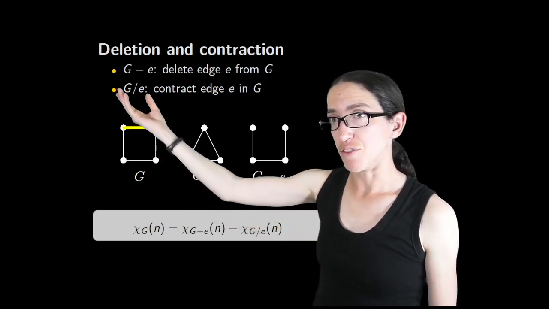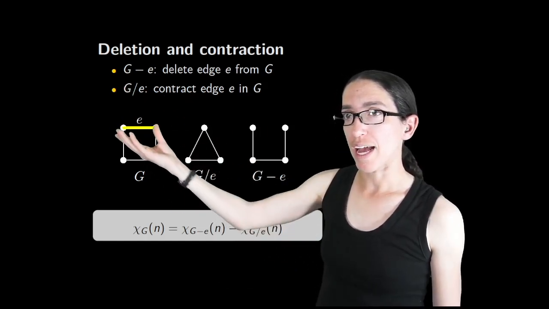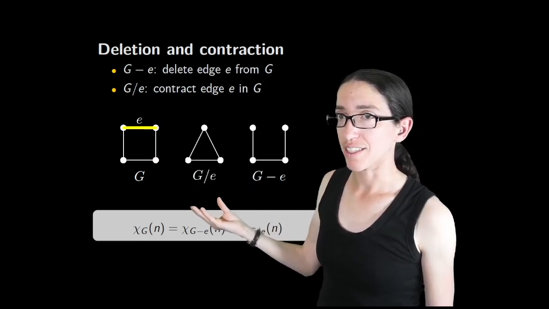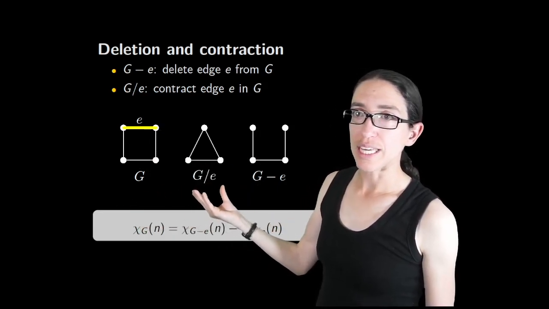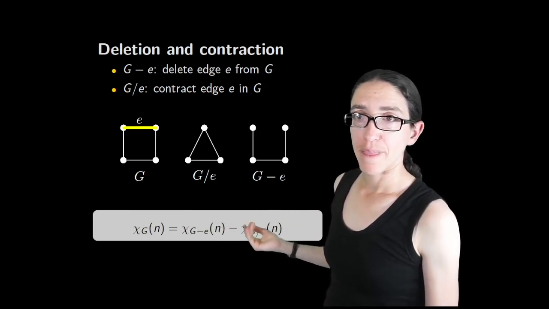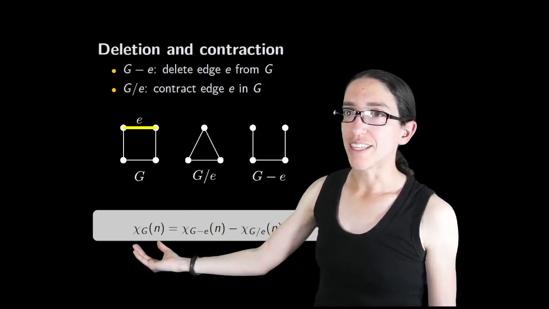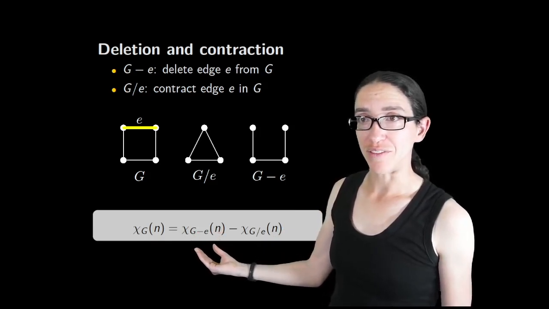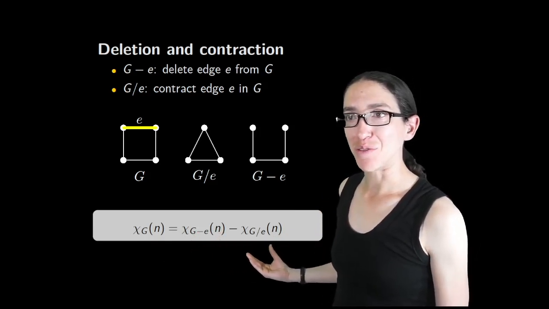And the contraction of G by E is formed by actually shrinking this edge down to a point, and so we would get a triangle graph in this case. So here's G with E contracted, and here's G minus E. And so the formula is that the chromatic polynomial for G is the chromatic polynomial for the deletion of E minus the chromatic polynomial for the contraction.